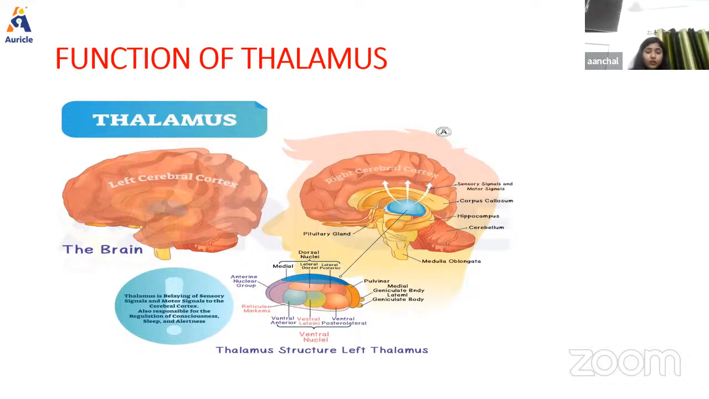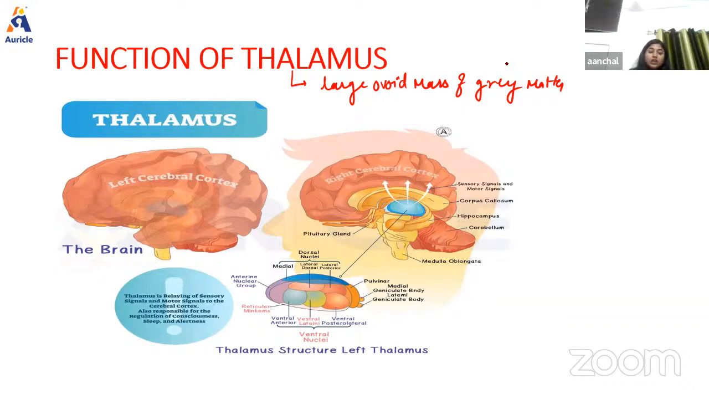Okay. So what is the thalamus? The thalamus is a large ovoid mass of gray matter, right? And it is situated bilaterally in the diencephalon, right? And both thalami form 80% of the diencephalon.